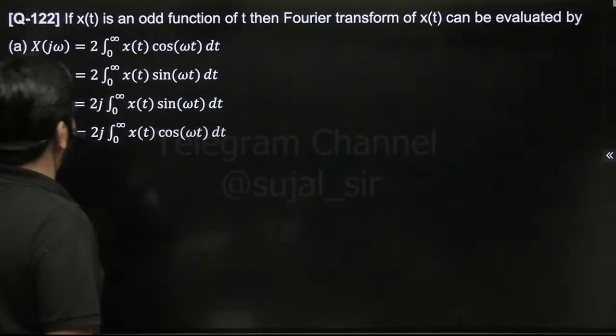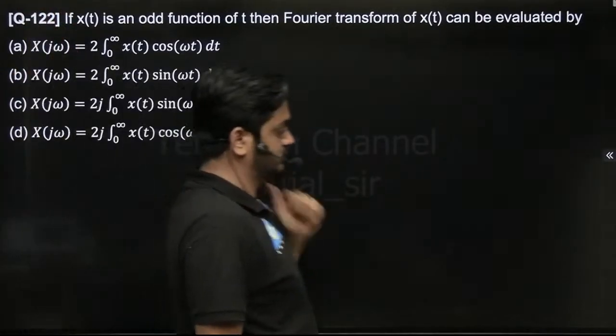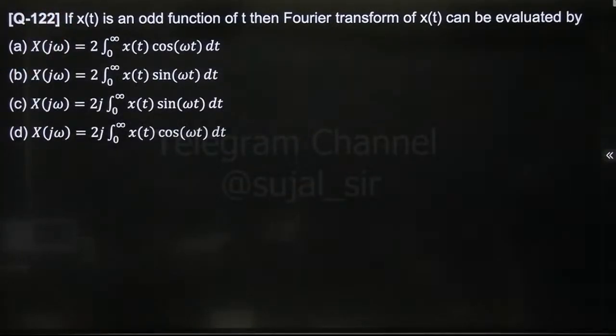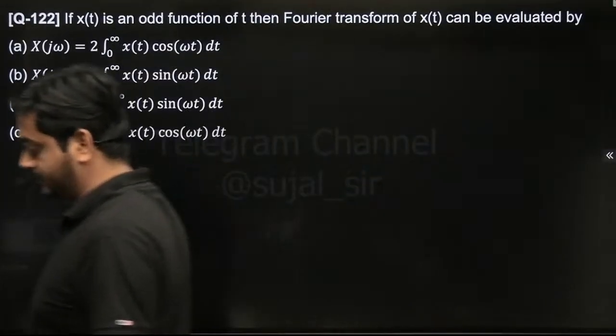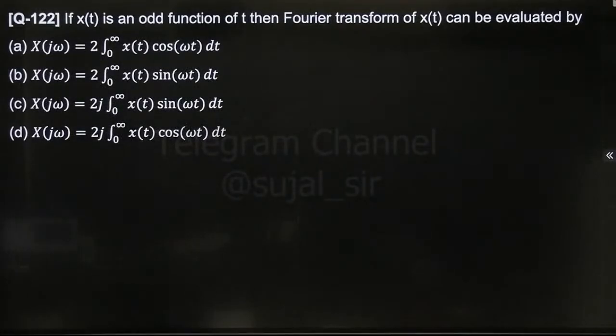122, guys. This is also a very important question. Question number 122. If x of t is an odd function of t, then the Fourier transform of x of t can be evaluated by. Okay, odd function of t, guys. Then the Fourier transform of x of t can be evaluated by. This is also a very interesting question, guys.